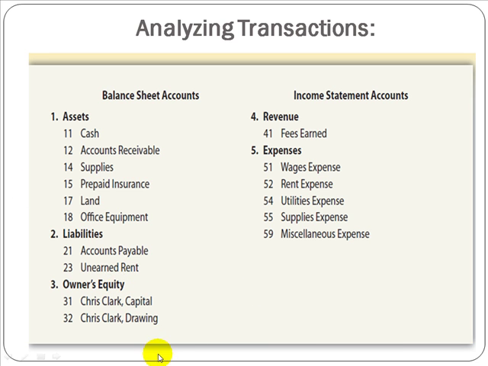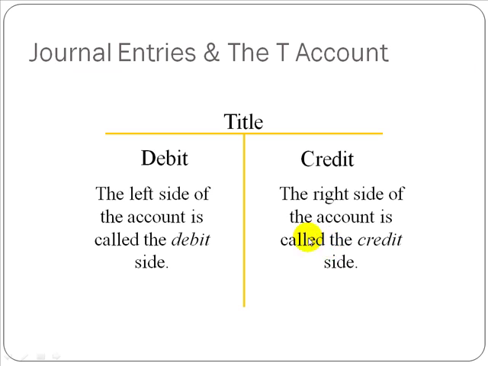Owner's equity accounts: capital, drawing. We have revenue, fees earned. Also understand that revenue is revenue, it's fees earned, it's income, any of those terminologies. Then we have the expense accounts: wage expense, rent expense, utilities, supplies, miscellaneous. Any type of expense account will go here.